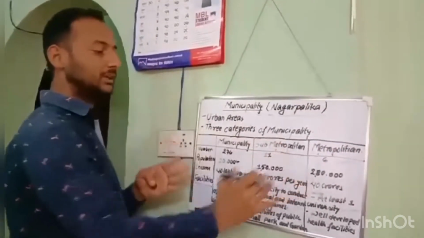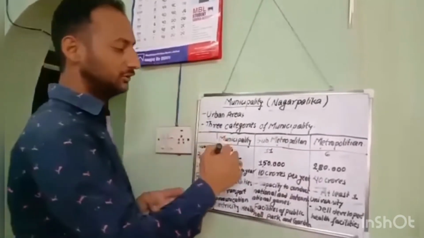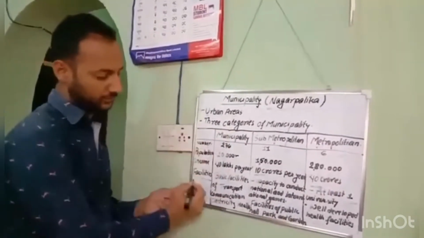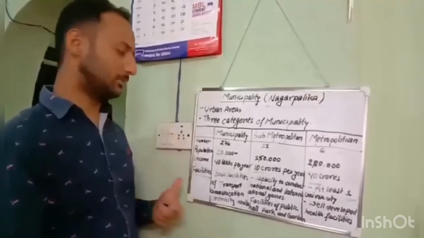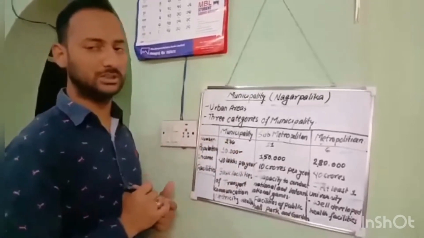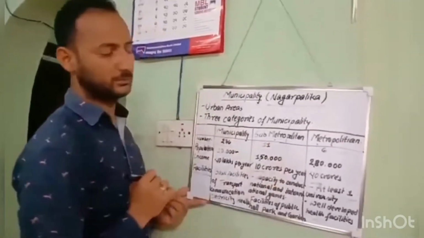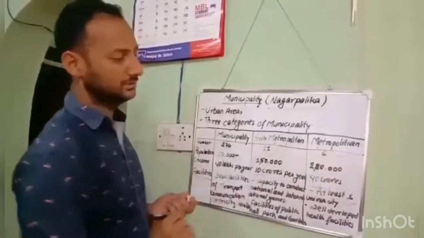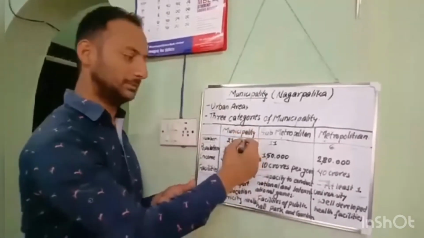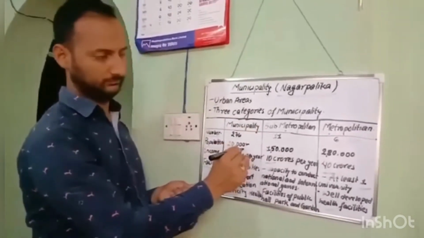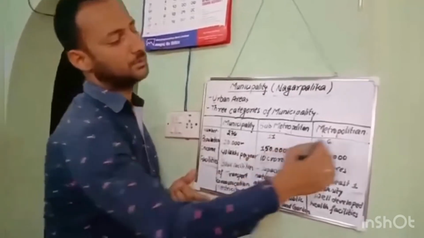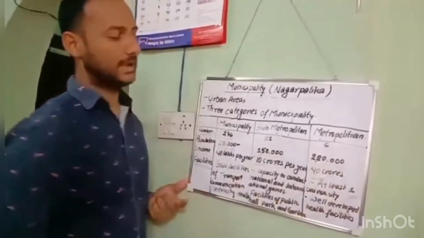There are some differences, some gaps between municipality, sub-metropolitan city and metropolitan city. If we look at them through four points, we will be clear about it. If we look at the number, there are 276 municipalities in our country, 11 sub-metropolitan cities and 6 metropolitan cities. If we look at the population, the minimum population to be a municipality is 20,000. For a sub-metropolitan city it is 1,50,000 and for a metropolitan city it is 2,80,000.